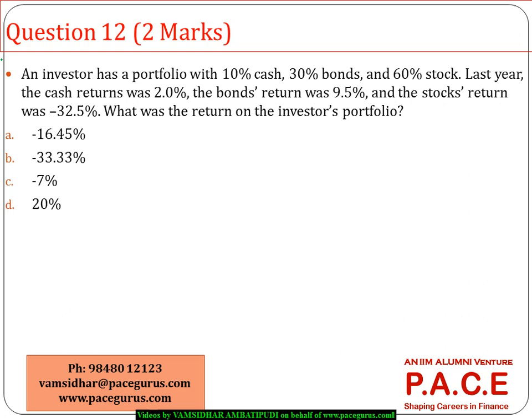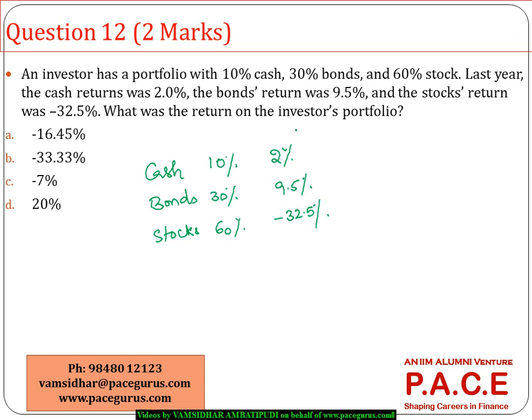An investor has a portfolio with 10% in the form of cash, 30% in the form of bonds, and 60% in the form of stocks. Last year, the cash return was 2%, the bonds return was 9.5%, and the stock return was minus 32.5%. So the question is, what is the return on the investor's portfolio?